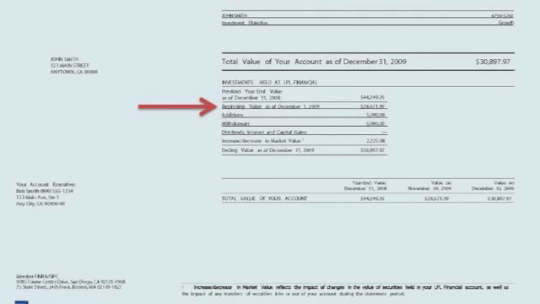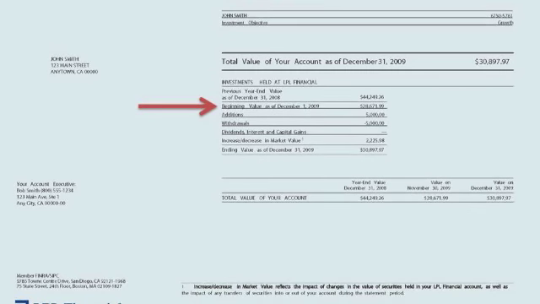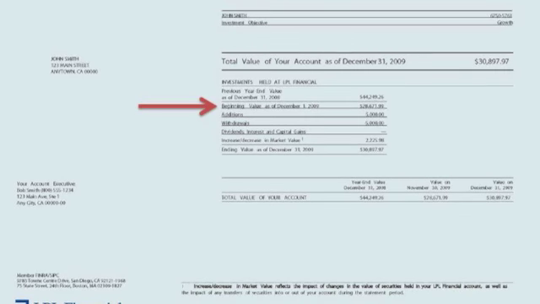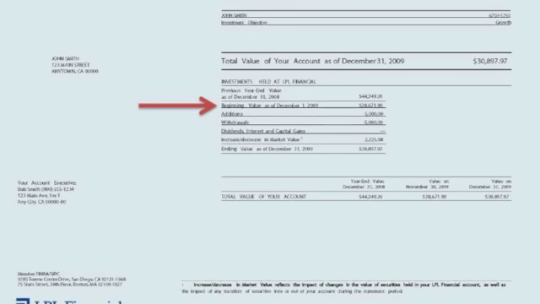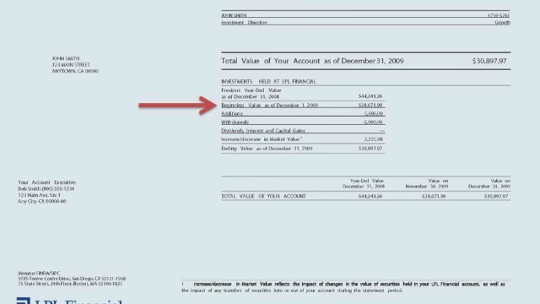For information only, you see the previous year-end value, and this will appear every month, January through December, and does not change. Next, you see the value at the beginning of the month. The next line shows the value of all additions or deposits you have made to the account this month, immediately followed by withdrawals, which are shown as a negative number.